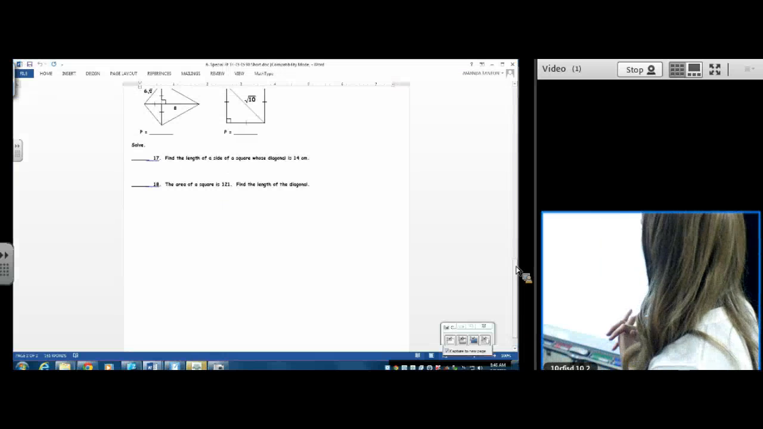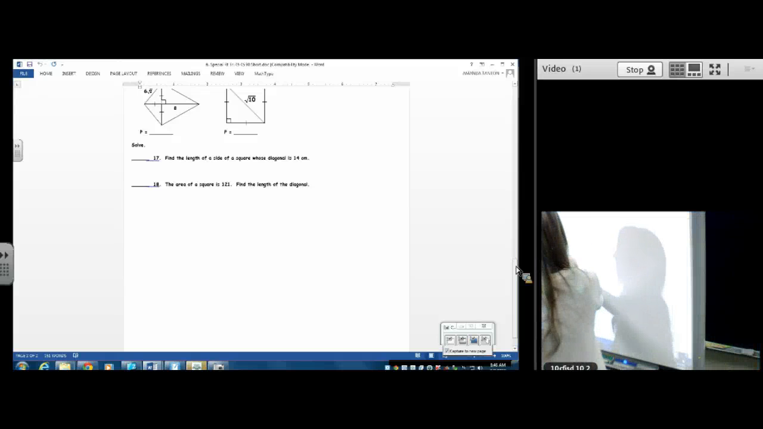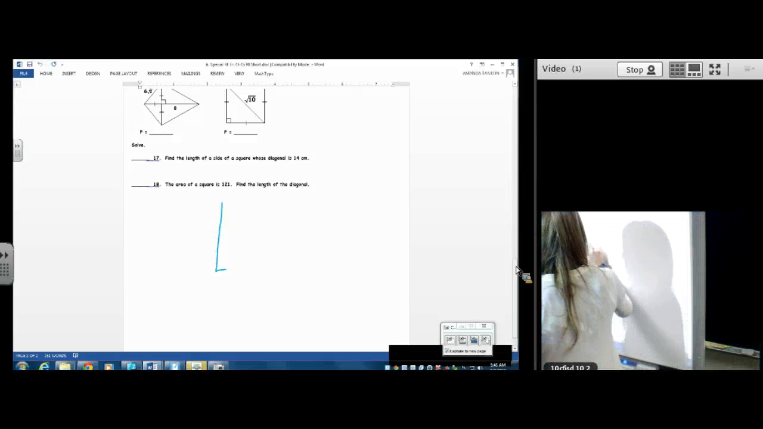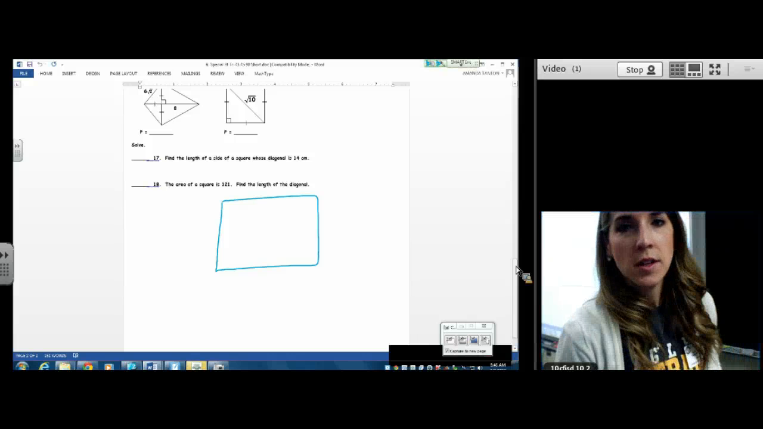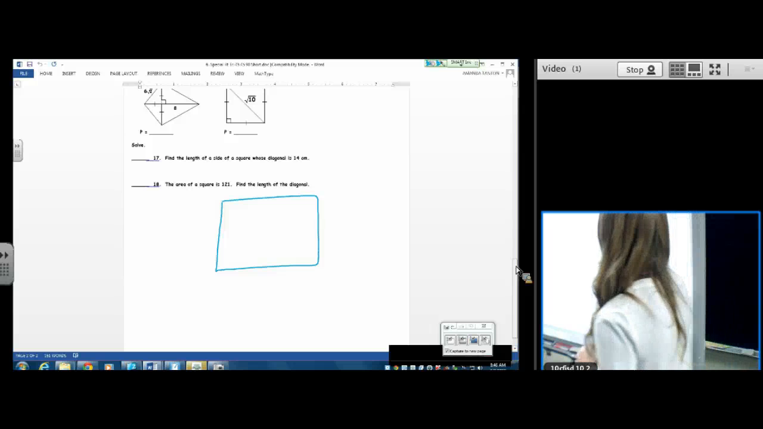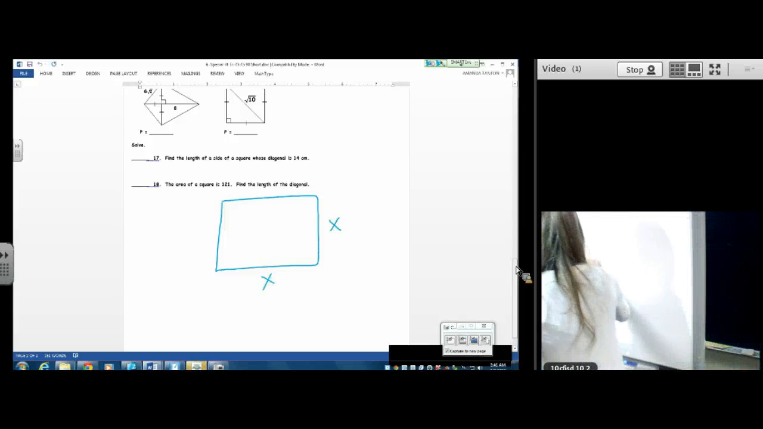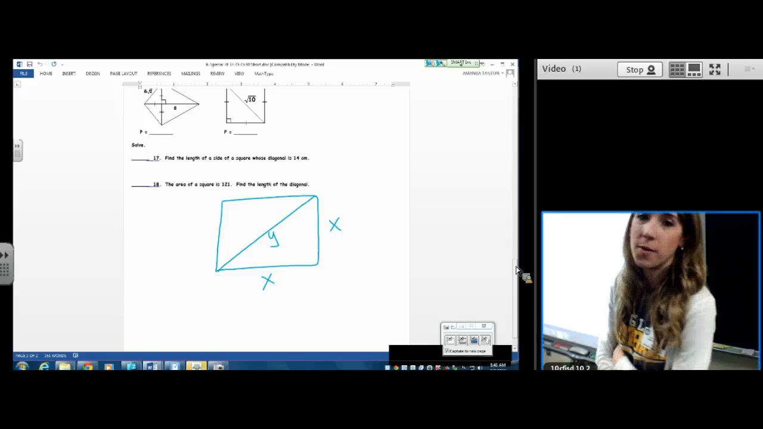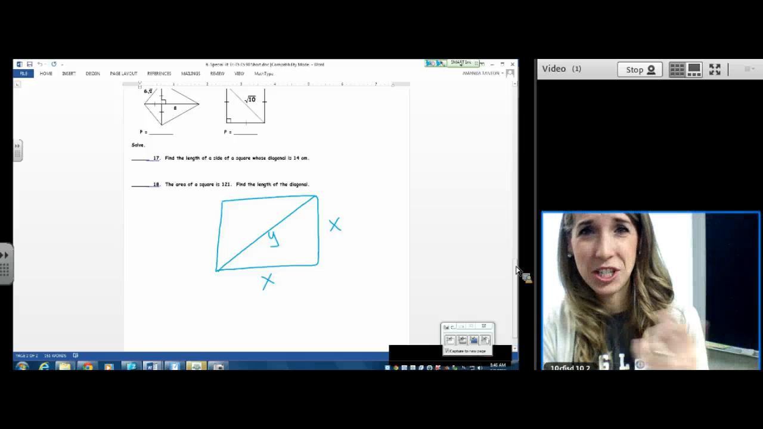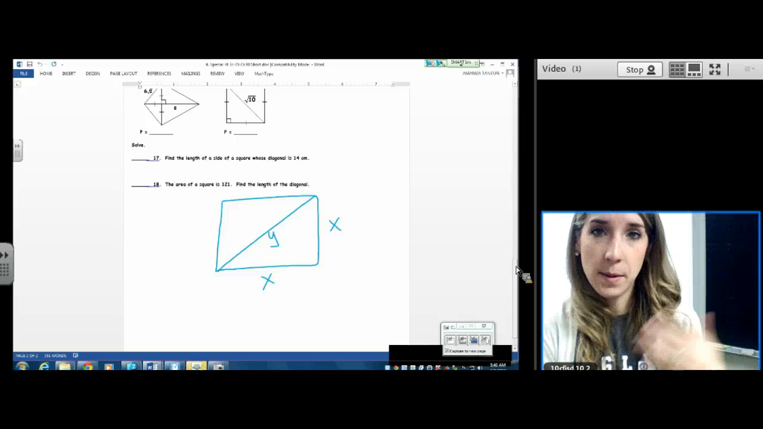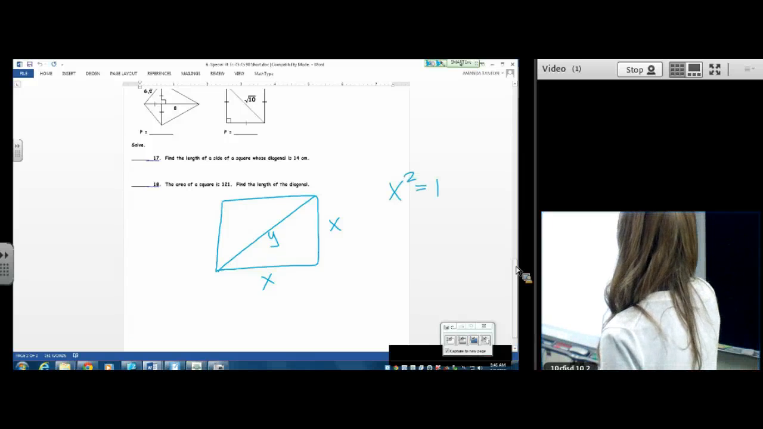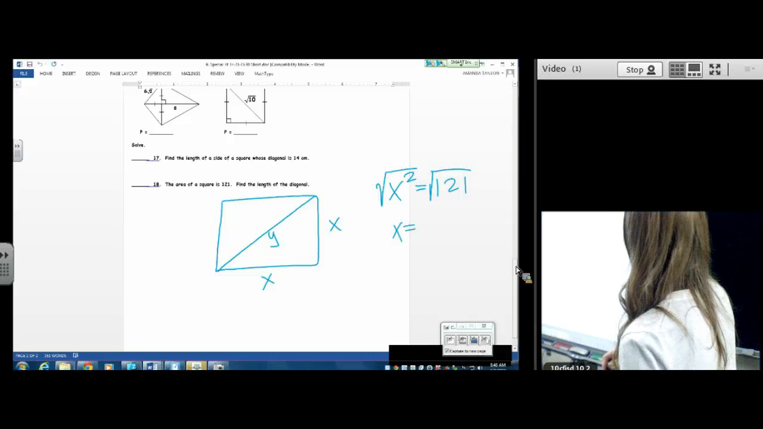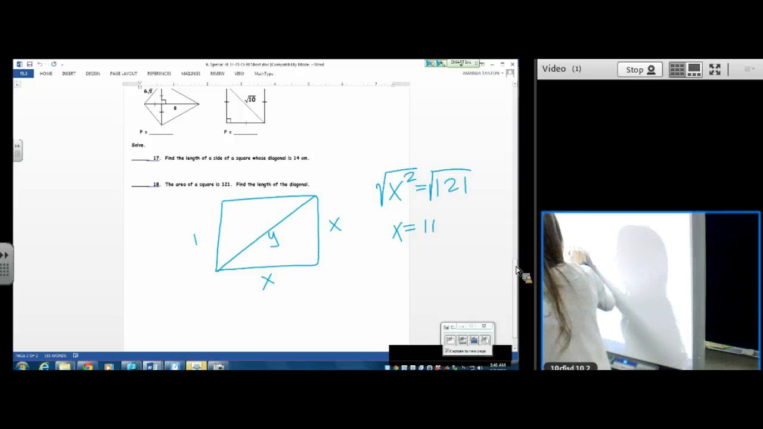Last problem of the day for the homework, at least. The area of a square is 121. Find the length of the diagonal. So the area of a square is 121. You know that, I'll call this y. You know that to find, hopefully, the area of a square, it's just side squared, or length times width, x times x. So I know that x squared is 121. I also know that the opposite of squaring something is square rooting. So I know that the sides of this square are 11.